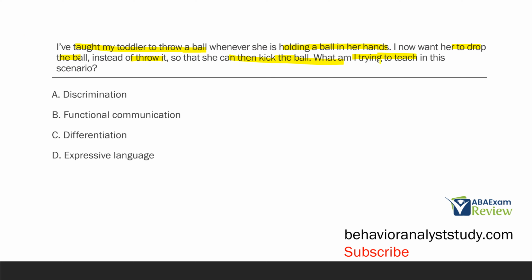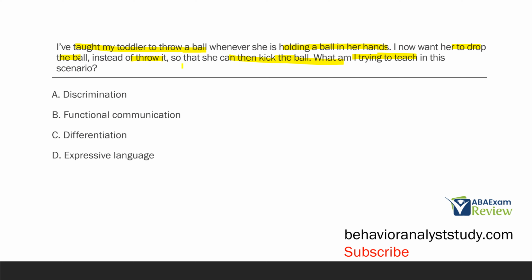And so when we get into different responses and different stimuli, we start thinking about A, stimulus discrimination, or C, response differentiation. And so we've ruled out B, functional communication. We're not teaching communication. So therefore, we're not teaching expressive language. So is it discrimination or differentiation? Well, discrimination, we would be teaching the toddler to identify or tell the difference between different stimuli.